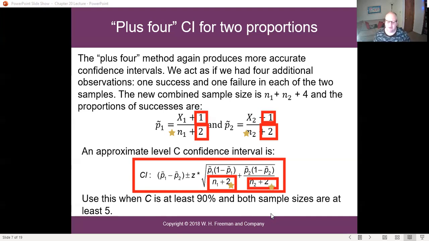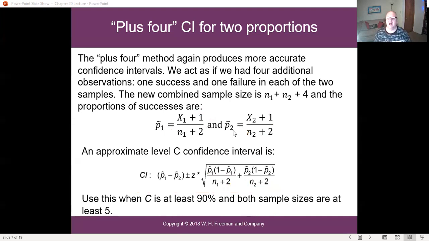Okay, so that's what you would do if you were trying to figure out something when you had a very small size. Look, it says the plus 4 method, again, produces more accurate confidence intervals. We act as if we had 4 additional observations and 1 success and 1 failure in each of the 2. That's why it's like there's 2 total and only 1 of them came out the way we wanted it.